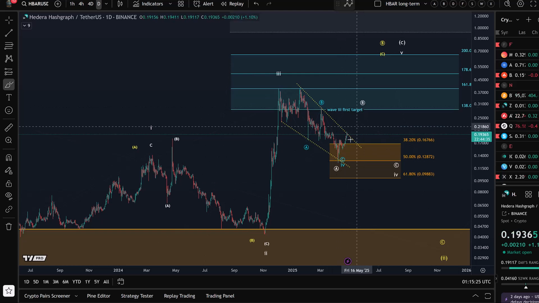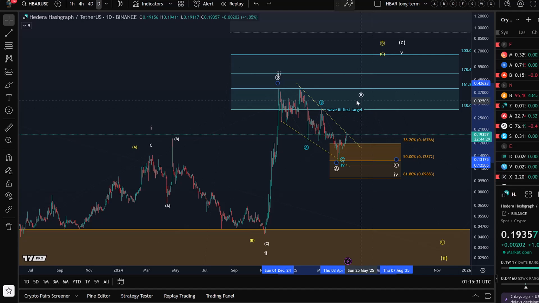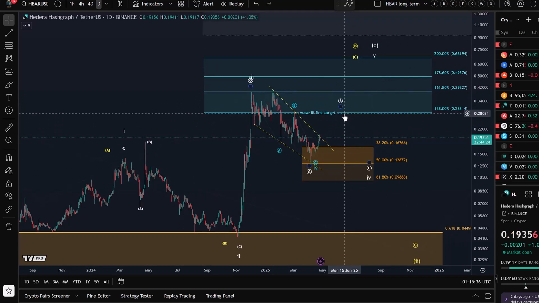So it could be the white count in which we're moving up in a B wave. It could also be a more bullish one. But in both counts, higher would still be likely, because even in this B wave, we should push a little higher. I would say at least to the 28-cent level, the previous swing high, seems a very reasonable target.